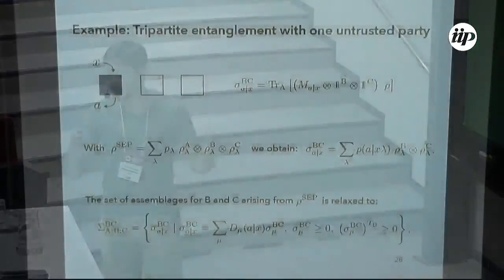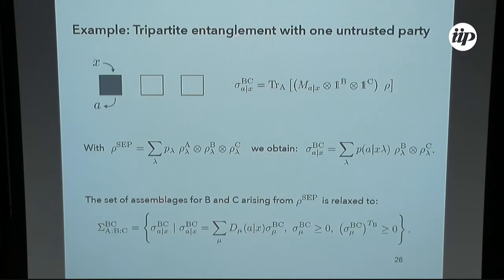And for example, let's say that I want to test for tripartite entanglement with one untrusted party. Well, in this case, I have my assemblages which are written in this form. I want to test for entanglement, so I take this notion of separability, which is full separability. I insert it in my assemblage, and I obtain a decomposition for my assemblage which has this specific form, and from which I can construct my new set of unsteerable states, in which I have some conditions. And here, as you can see, I have a partial transposition, to guarantee separability of these parts, for instance.